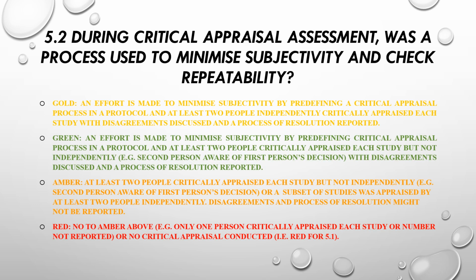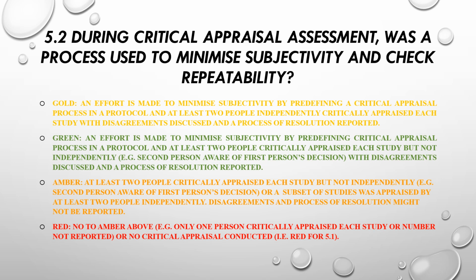So here, gold is awarded when an effort is made to minimize subjectivity by predefining a critical appraisal process in a protocol, and at least 2 people have independently critically appraised each study with disagreements discussed and a process of resolution reported. Green is awarded when an effort is made to minimize subjectivity by predefining a critical appraisal process in a protocol, as in gold, and at least 2 people critically appraised each study, but not independently. For example, a second person may have been aware of the first person's decision.